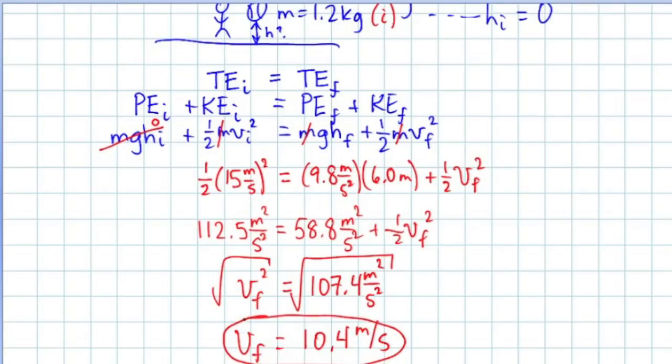Okay, and just as a check of common sense, it started with the v initial of 15, and when you throw things upwards they tend to slow down. So this makes sense. So that's one quick example of how to solve problems using conservation of energy.